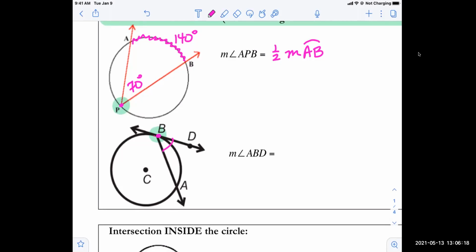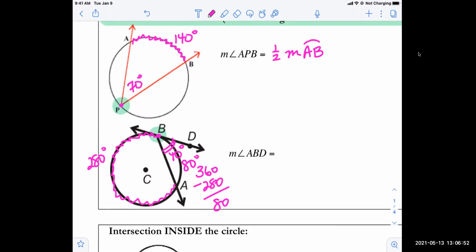Let's say I told you that this arc measure is, I don't know, 280 degrees. How would you find the measure of that angle? How would you find the measure of that angle, Madeline? That would be this arc measure, and then divide that by 2 would make that 40.